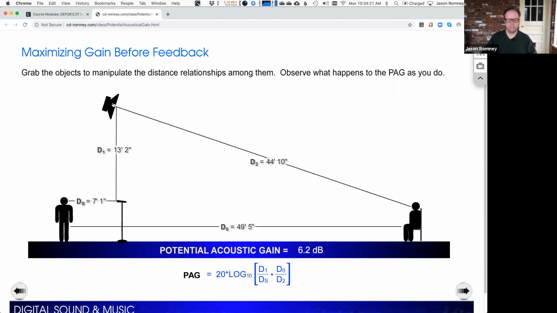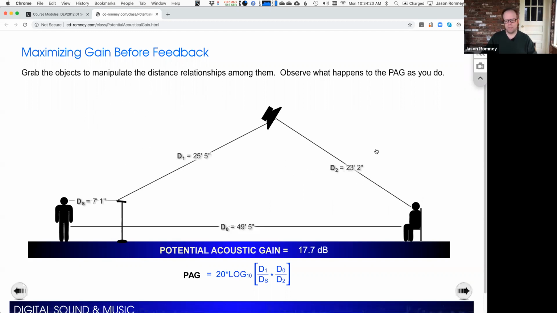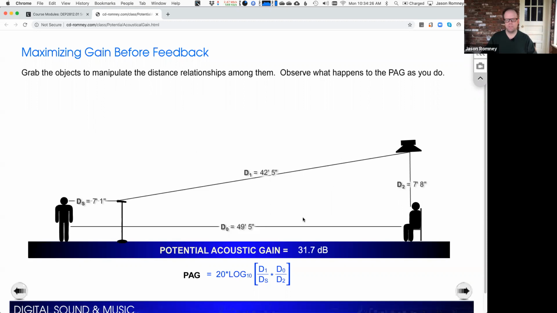Okay, watch this. What if I take the loudspeaker right up above the listener's head? Now I'm at 31 dB of gain, right? Why? Because the loudspeaker is really far away from the microphone, and therefore it's quieter because of inverse square law. And it's really, really close to the listener, and therefore we haven't had to give up so much by traveling through the air.